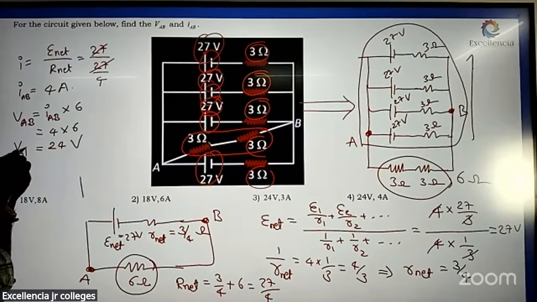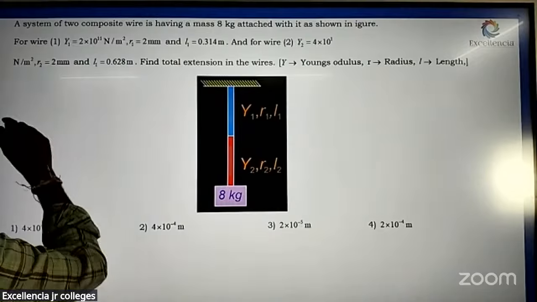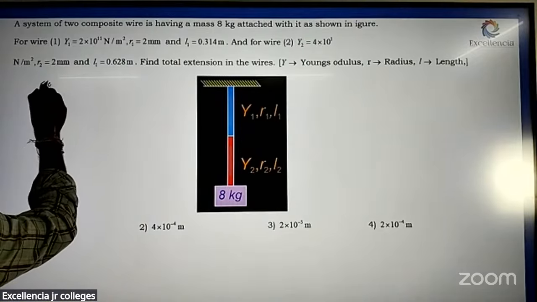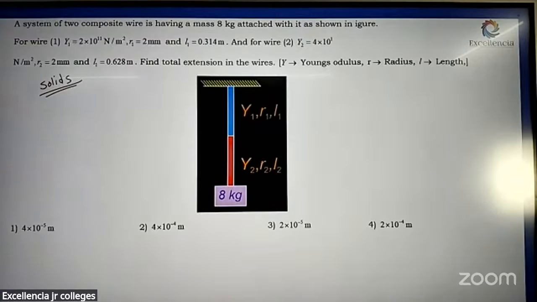So 24 volts will be the answer. Okay, now we'll go for the next, 8th question. This is from the mechanical properties of solids. They've given, students, an easy question, a direct formula-based one.